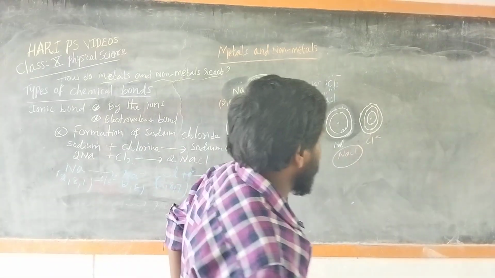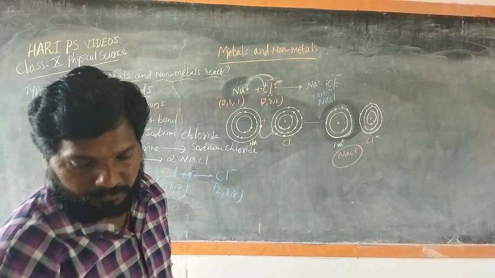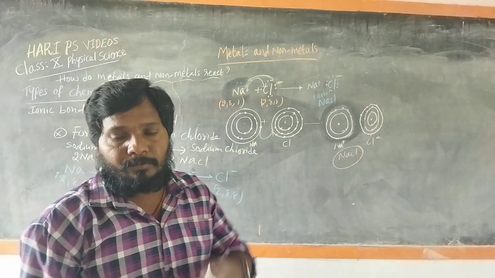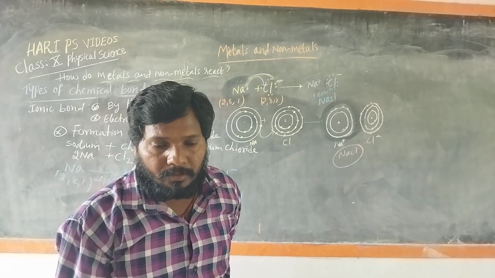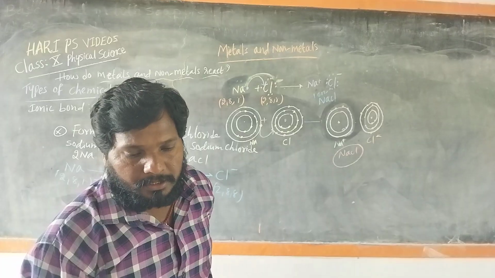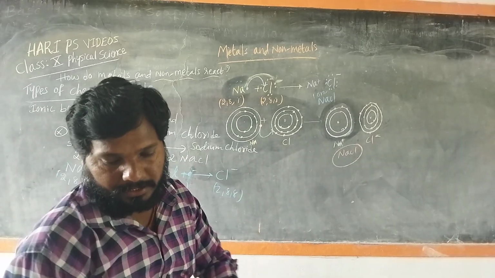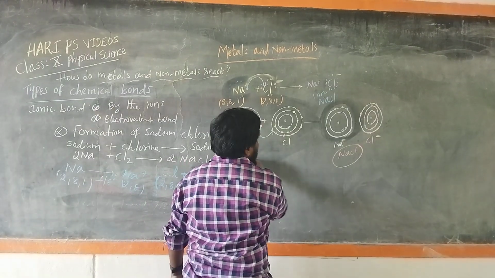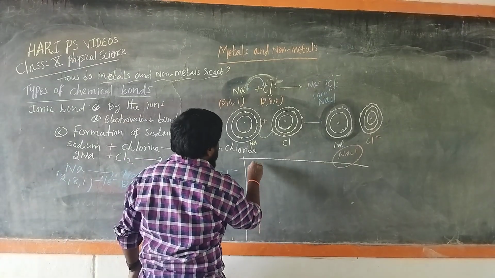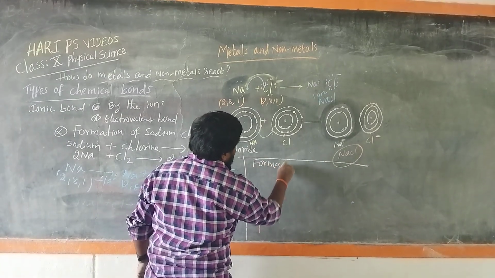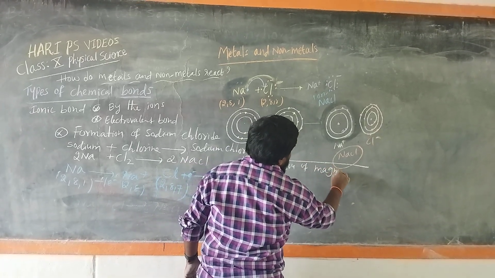Let's take one more example. Magnesium oxide. Similarly, potassium chloride also forms like sodium chloride. Next, formation of magnesium oxide. Magnesium is a metal, whereas oxygen is a non-metal. So, formation of magnesium oxide.